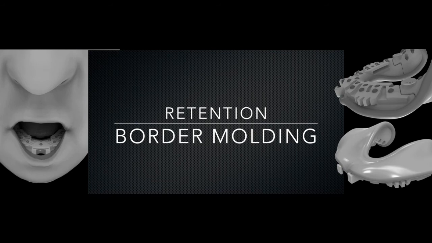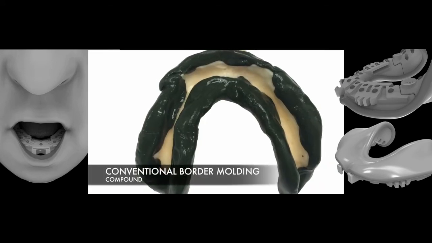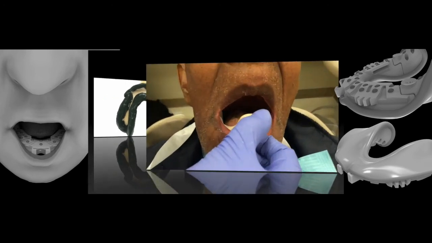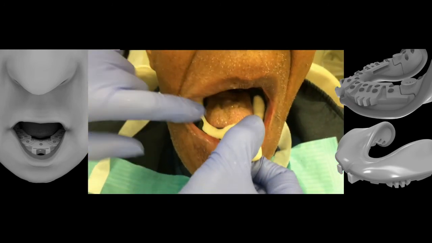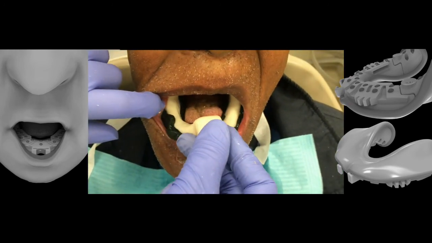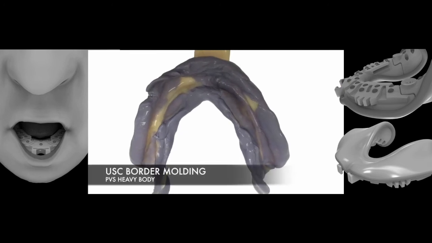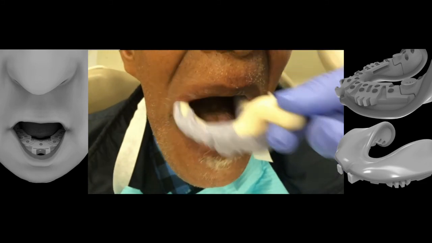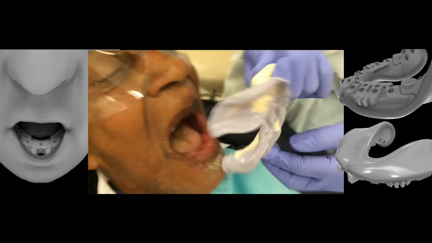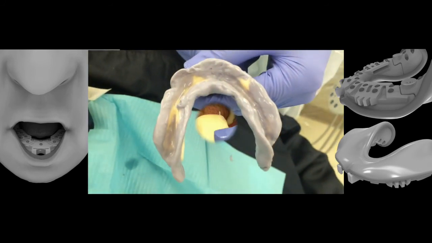When you complete the border molding and have a good outline form, that will determine the retention of the mandibular denture. It doesn't have any suction effect or retention. When you have properly border molded, you could hear the suction effect.